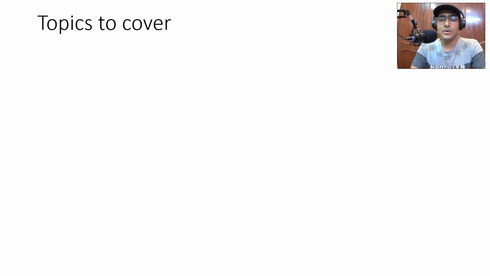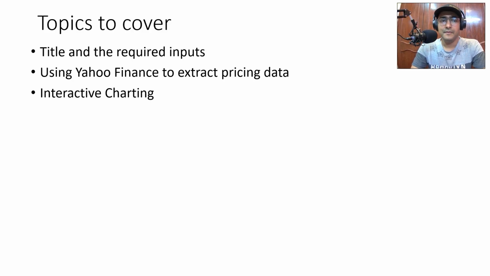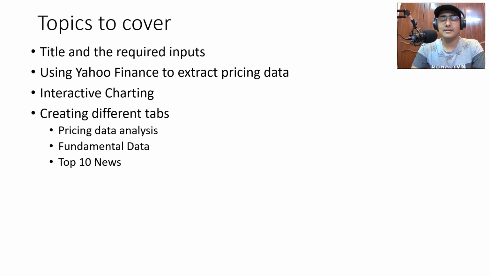So the topics that we are going to cover today: we'll start with writing a title and the required inputs. We'll be using the Yahoo Finance API, which is a free API, yfinance, to extract pricing data. We'll be using some interactive charting over there, as you've already seen. Then we'll be creating different tabs for different things: pricing data analysis, fundamental data in the second tab, and the last one is the top 10 news.